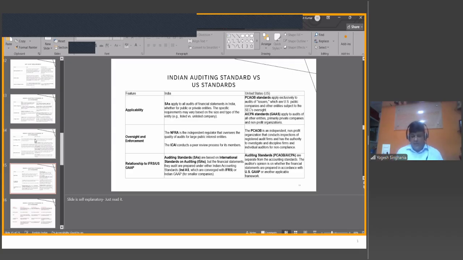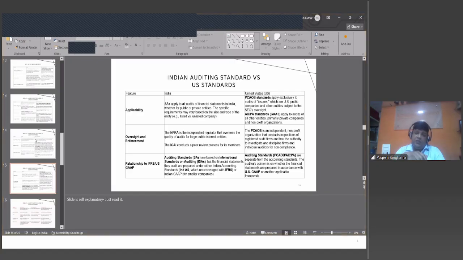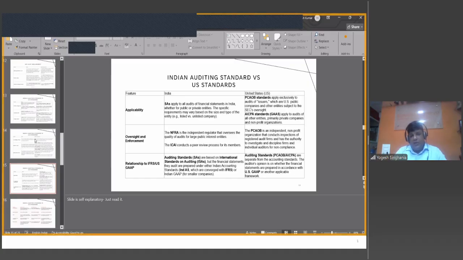IFRS and Ind AS are mostly converged. Ind AS is mostly converged and derived from IFRS. US GAAP is also in many cases similar, whereas IFRS is principle based, and US standards are mostly rule based. So there are still a few differences in the accounting standards between IFRS and US GAAP. Earlier there were a lot of significant differences, but in recent years even US GAAP is coming closer to IFRS.